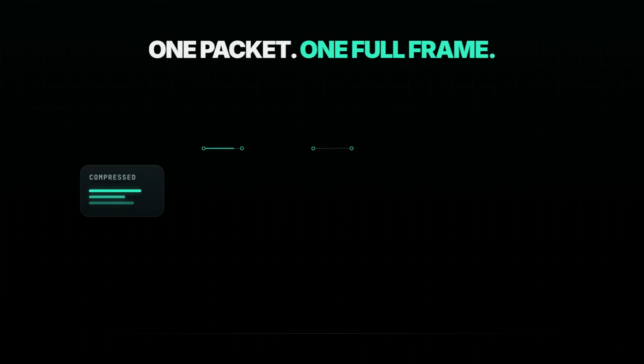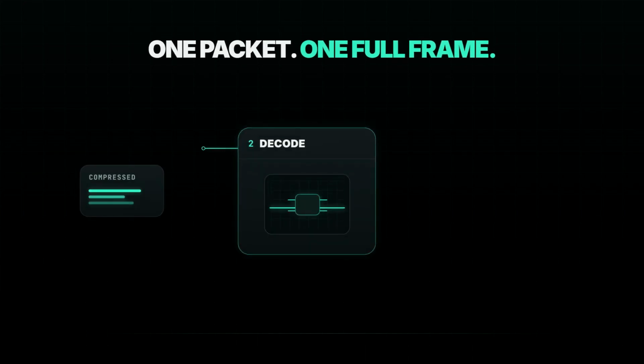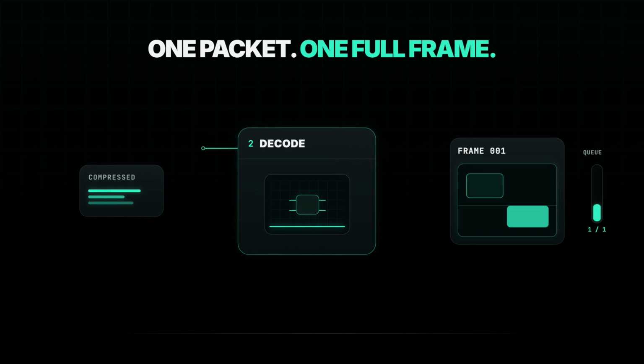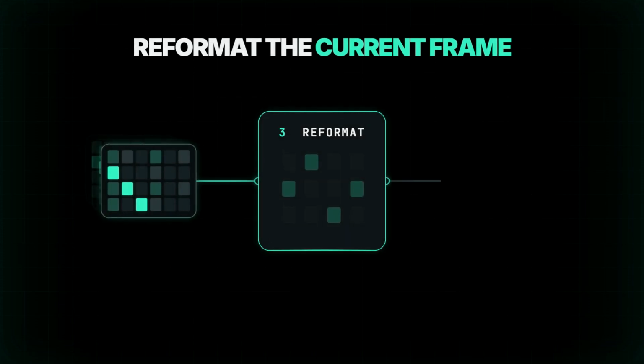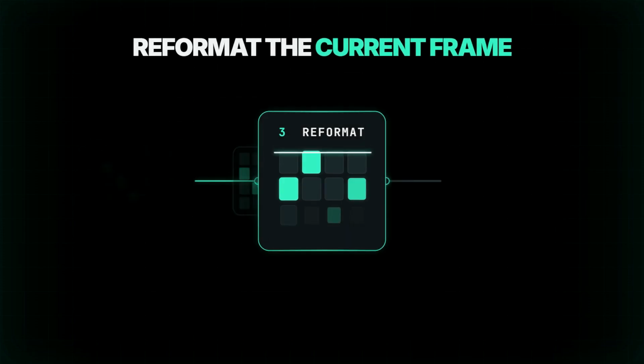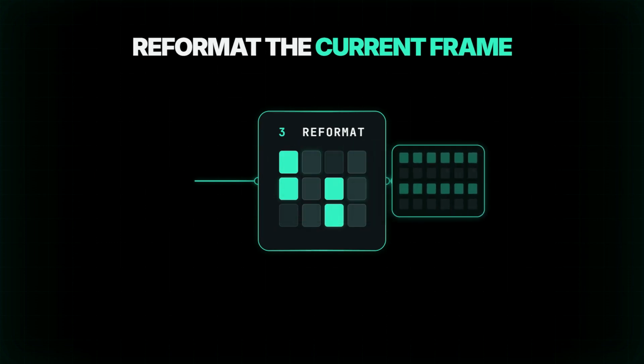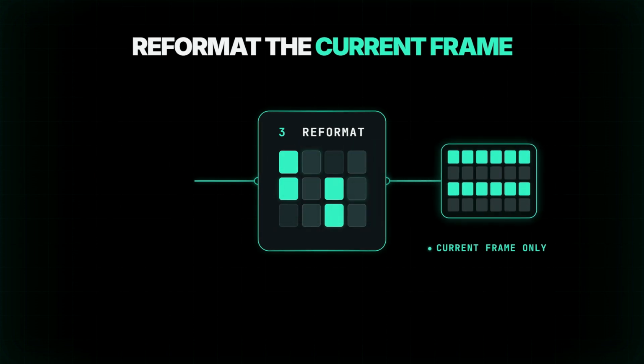Next, compressed video packets are decoded. The crucial change is cadence. One frame proceeds onward instead of joining an ever-growing full video tensor collection. The decoded frame is reformatted inside the same pass. The pipeline works on the current frame, then hands it forward rather than preserving the complete decoded history.